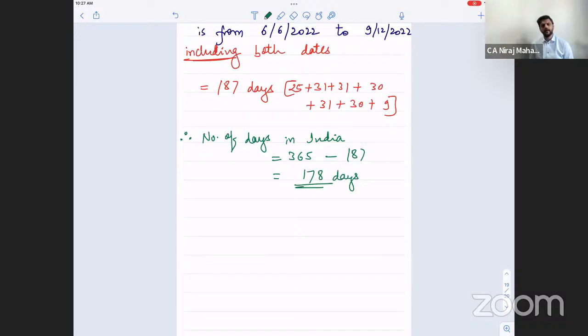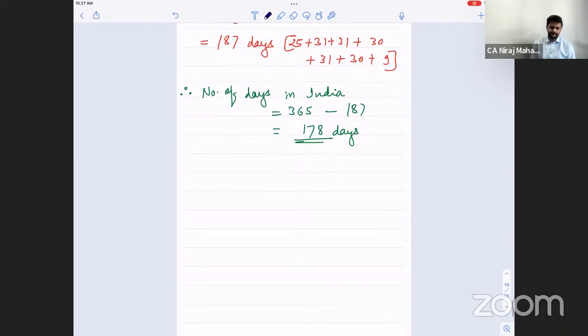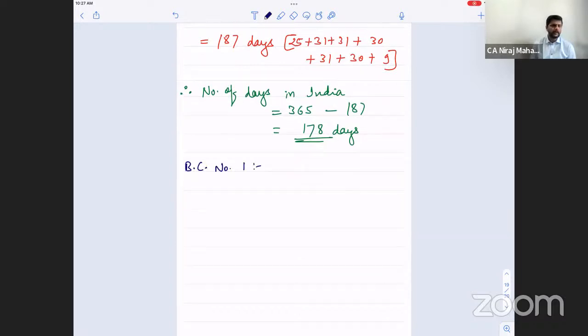Clear till here? Good. This much we have established. Number of days in India in which year? Obviously in the current year, in current PY. Fine. What about basic condition number 1? Satisfied or not satisfied?